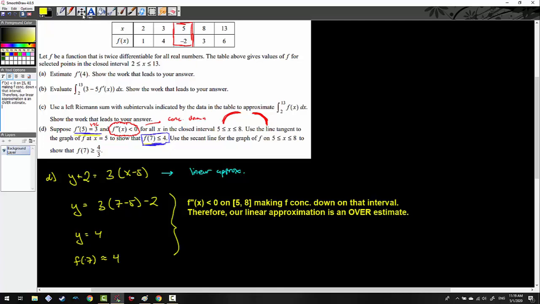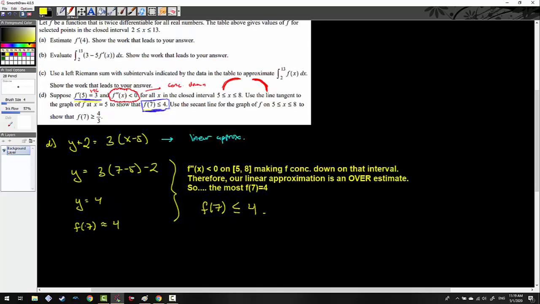Which means the most f of 7 could equal is 4. In other words, guys, and you don't even have to write down that "so" part, here's what it's saying: f of 7 at most can be 4. I hope that makes sense. We just used linear approximation and concavity.